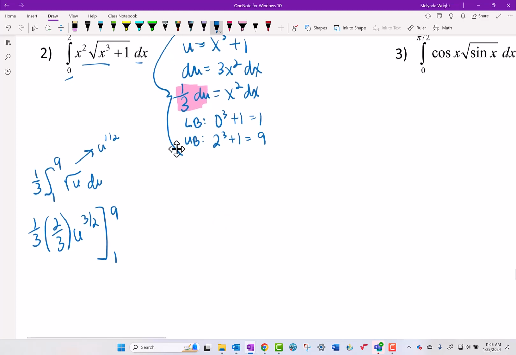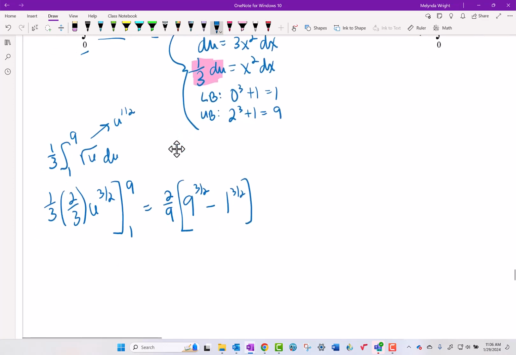Okay. So let's see, 1/3 times 2/3 is 2/9. And then I have 9 to the 3/2. I like to multiply by the fraction after I do all the other stuff, so I'm just going to pull that out to the front. So I plug in a 9 and then minus 1 to the 3/2. And yes, this is something that we are expected to know how to do: 9 to the 3/2.